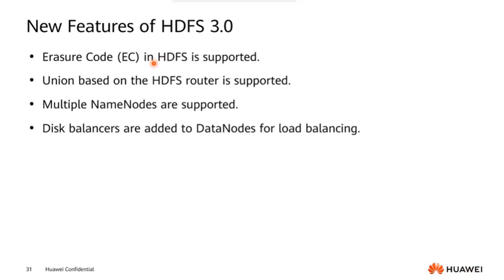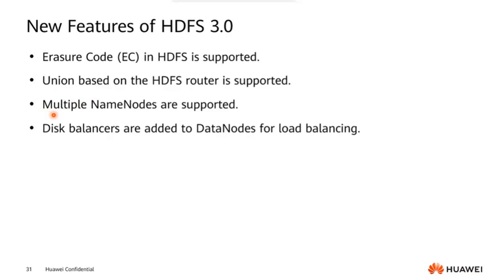Next are some new features of HDFS version 3. First, erasure code is supported. Erasure coding is a data protection technology. It is the first data recovery technology used in data transmission in the communications industry. It is a fault-tolerant coding technology which can prevent data loss and solve the problem of HDFS storage scalability. Second, union based on HDFS routers is supported. HDFS adds an RPC routing layer to provide a combined view of multiple HDFS namespaces. This simplifies the process of accessing the federated cluster for the client.